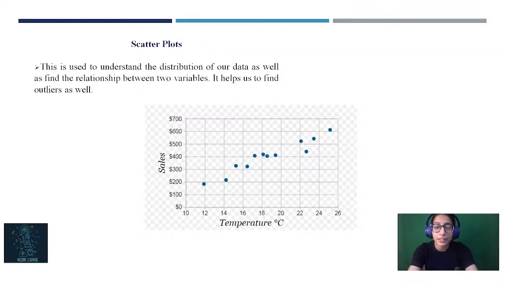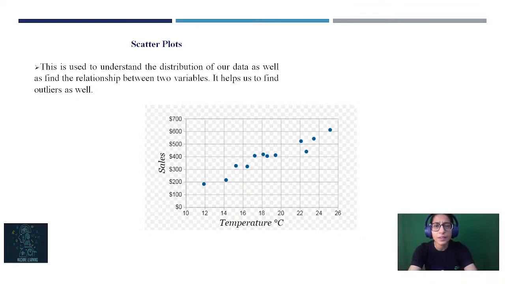Any other visualization of your data? A scatter plot is used to understand the distribution of our data, as well as the relation between two variables, and it helps us find outliers as well. It is a type of plot, or we can say a mathematical diagram, using Cartesian coordinates to display points, and these points can be color coded. One additional variable can also be displayed in it.